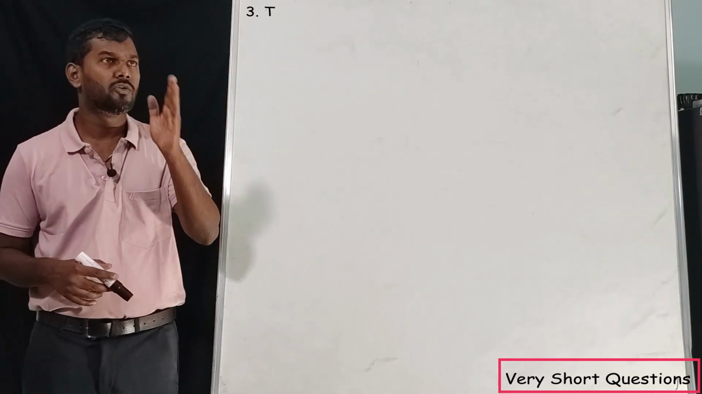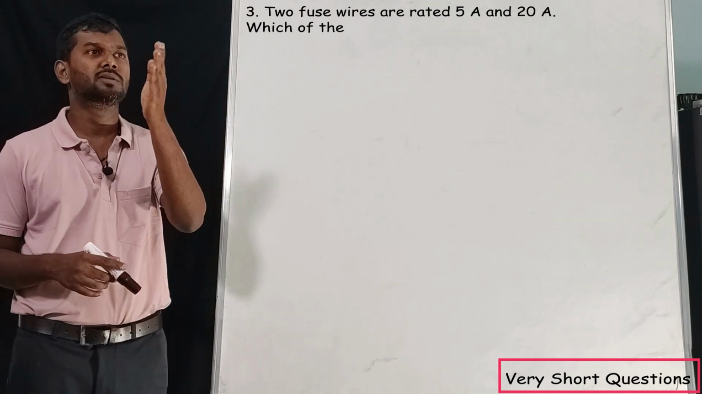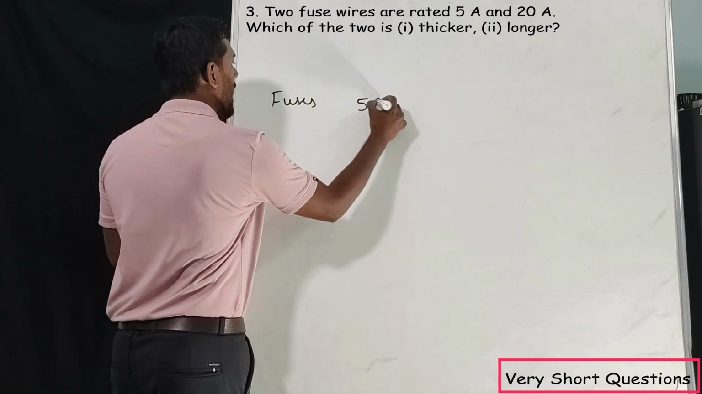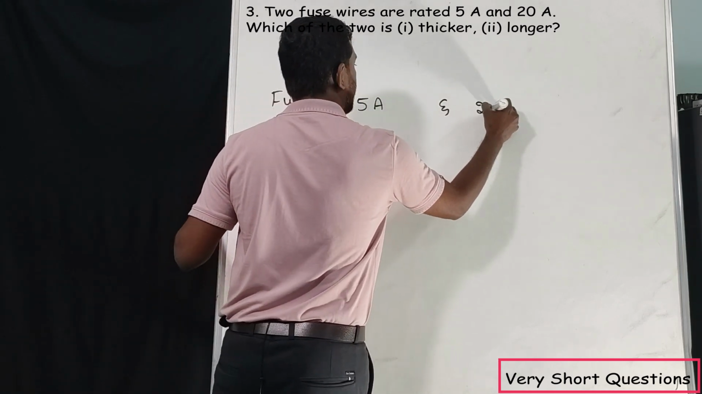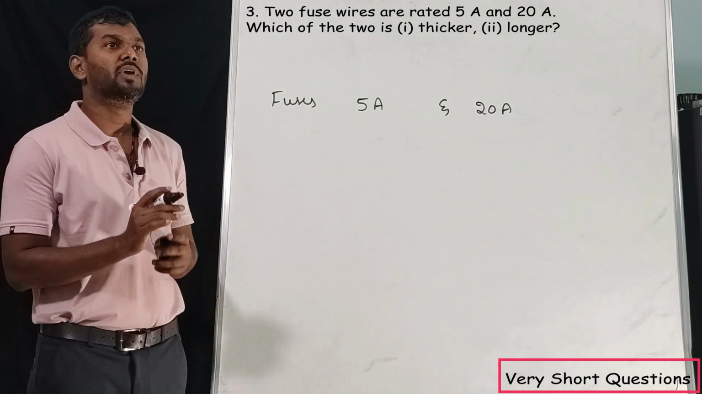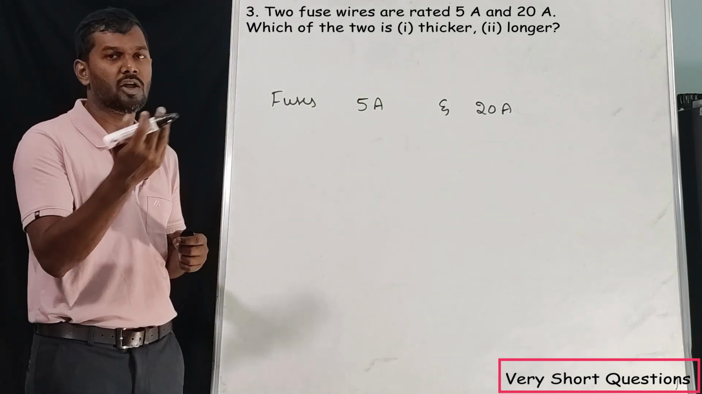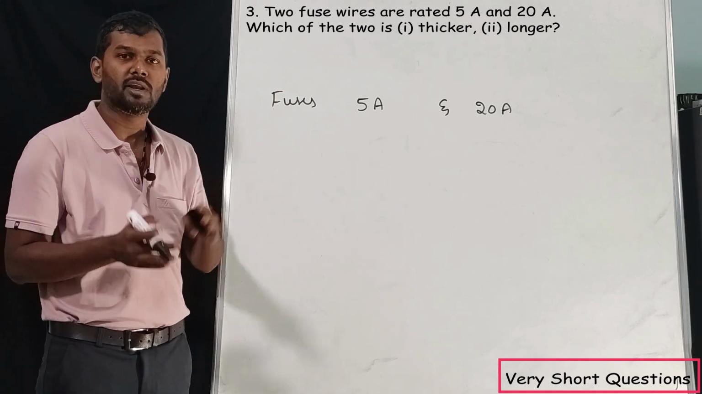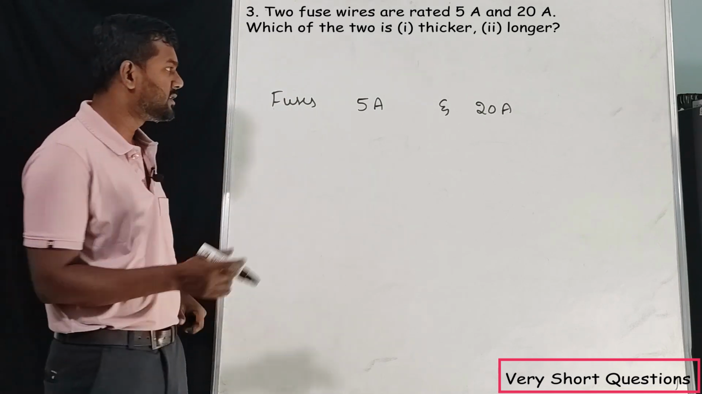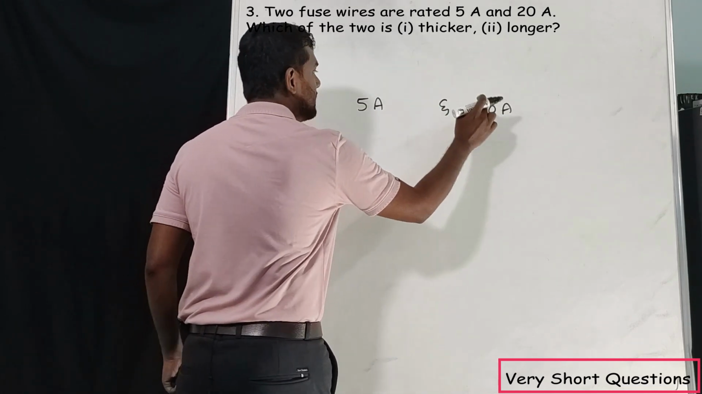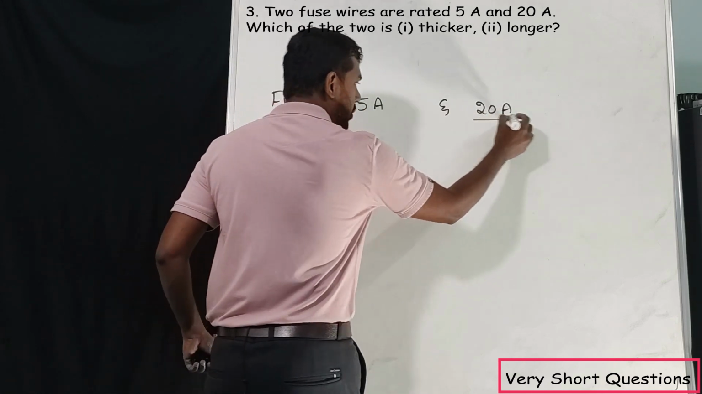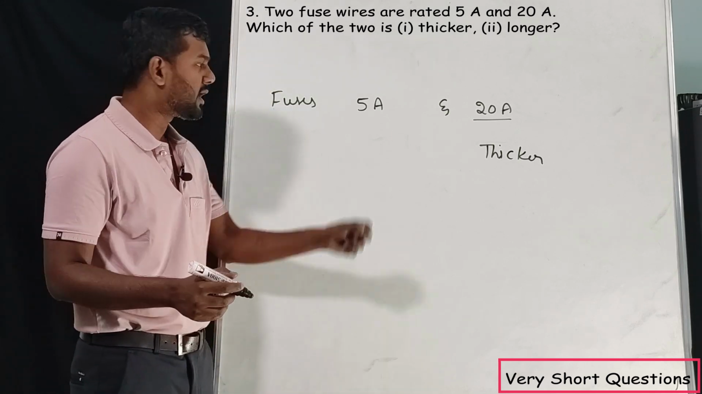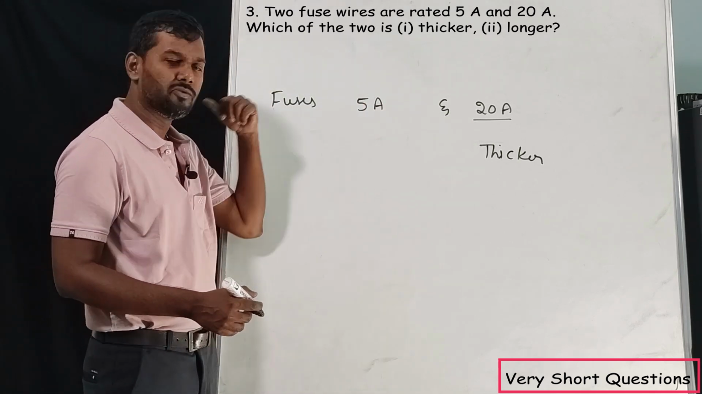Our next question, two fuse wires are used, 5 amperes and 20 amperes. So there are two fuses, 5 ampere and 20 ampere. Which of these is thicker and longer? We know current rating is directly proportional to the thickness of the wire. If the thickness is more, current rating is more. See here, which has more current? This one, right? That means it has a high current rating. The more the current, the thicker it will be. So the 20 amperes current rating fuse is thicker compared to 5 amperes.